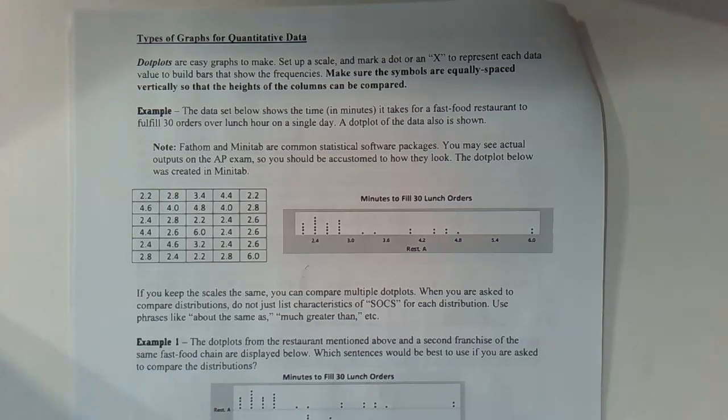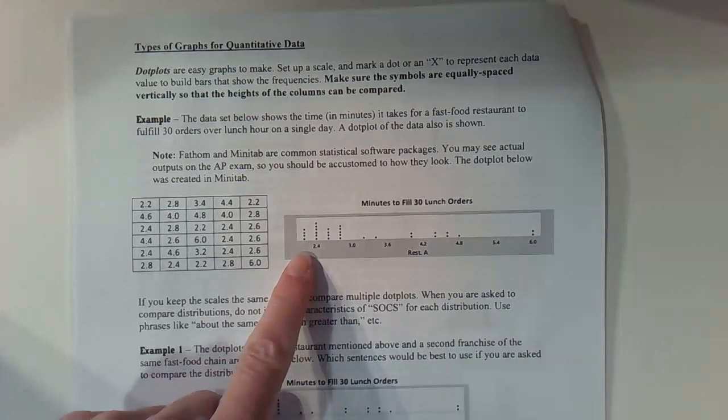This is page 3 of the 1-2 notes where we are discussing quantitative data. And I want to talk about what graphs are appropriate for quantitative data. The first one is a dot plot. It's super easy to make. You can see an example of one right here.